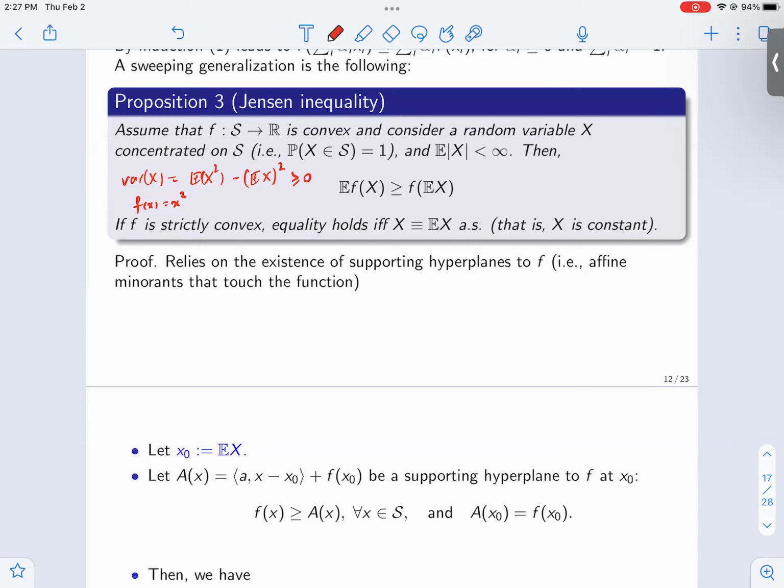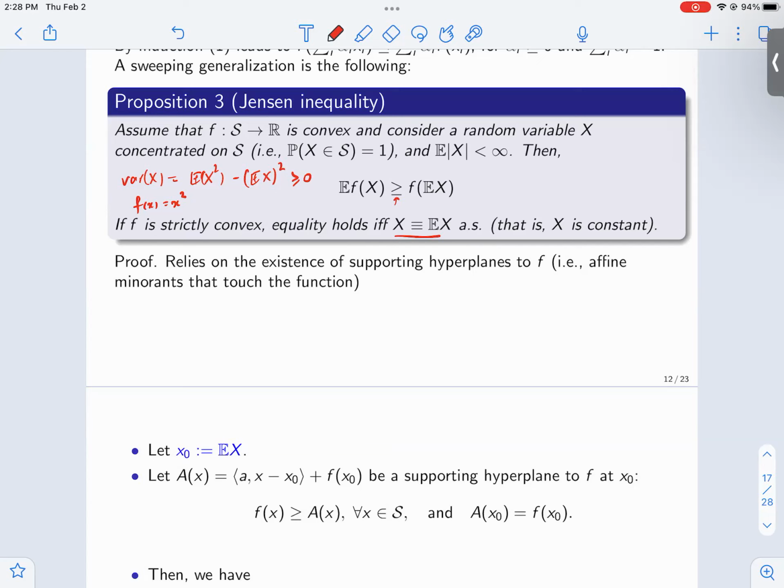Okay. And then if it's strictly convex, then the inequality holds. Sorry, if f is strictly convex, equality holds if and only if X is constant almost surely, in which case it has to be equal to its expectation. So for a strictly convex function, the inequality would be strict if X is non-trivial. So it's not a constant random value.